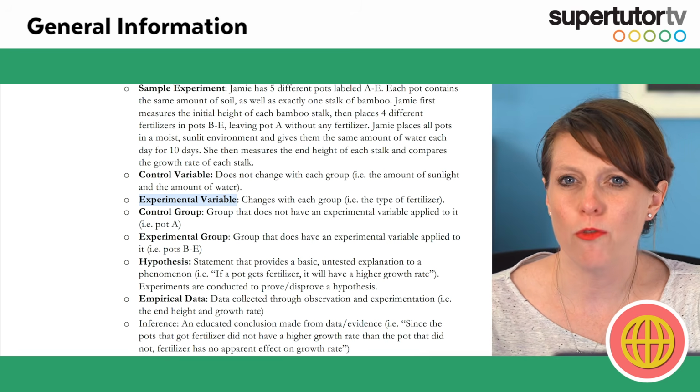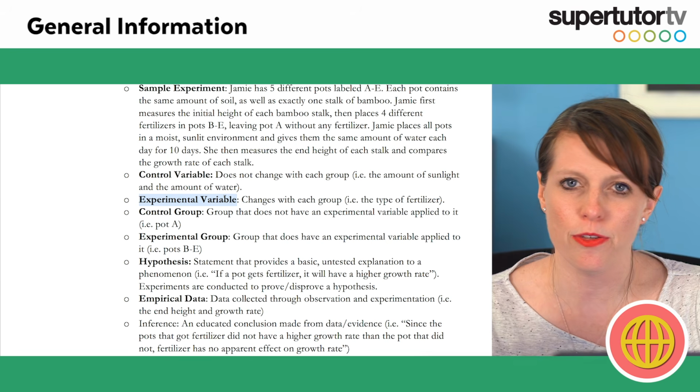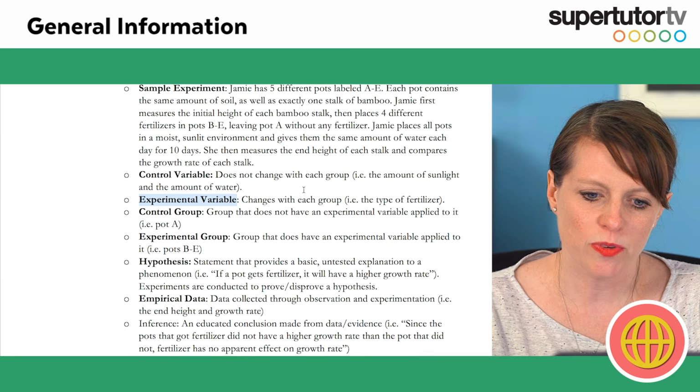An experimental variable, on the other hand, is what I change up between my different trials, right? In the first pot, I put no fertilizer. In the second, I put brand A. In the third, I put brand B, etc. That's what changes with each group.